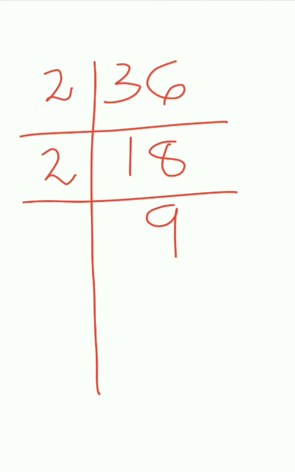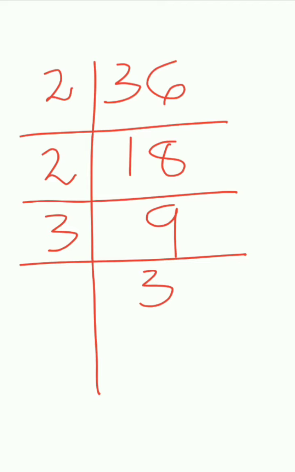Then we need to divide this 9 by its smallest prime factor. Since 9 is not an even number, 2 is not its prime factor. Then the prime number which comes after 2 is 3. Now we need to check whether 9 is divisible by 3 or not. Yes, 9 is divisible by 3. So we can write 3 here. And we will divide 9 by 3. And 9 divided by 3 is 3. So we got a number 3.